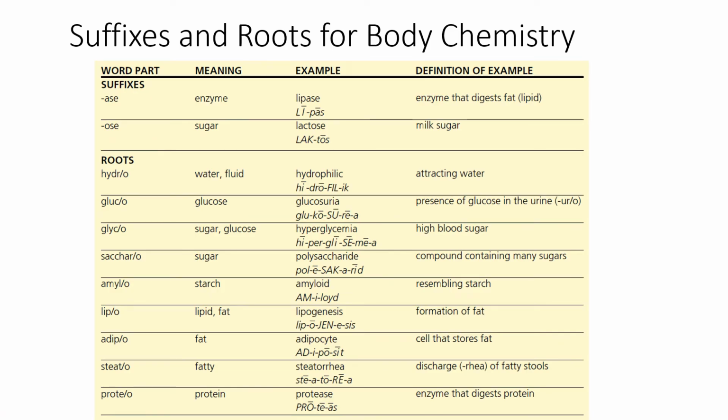Now we move to the suffixes and roots for body chemistry. We have two suffixes: ase, which means enzyme, and os, which means sugar. We must remember this, very simple. When we say ase, it is an enzyme. When we say os, it is a sugar. The example is lipase, an enzyme that digests fat or lipid.